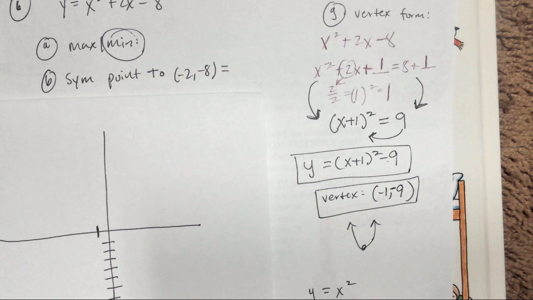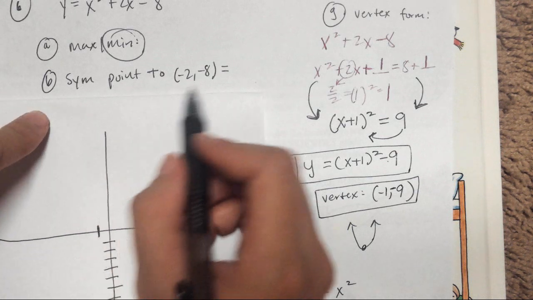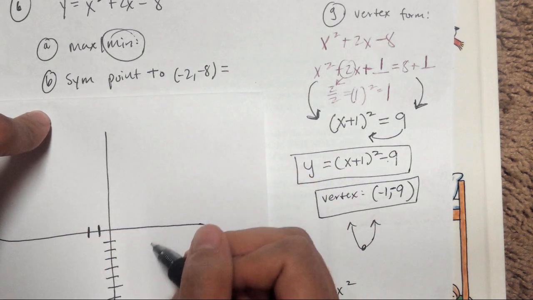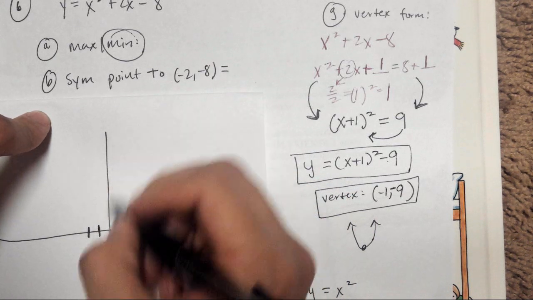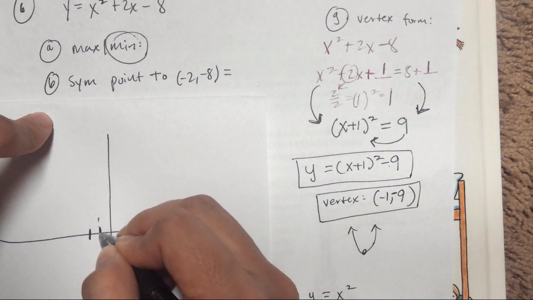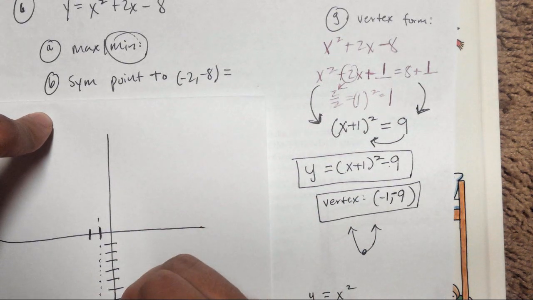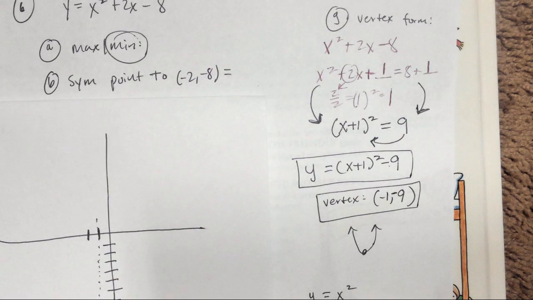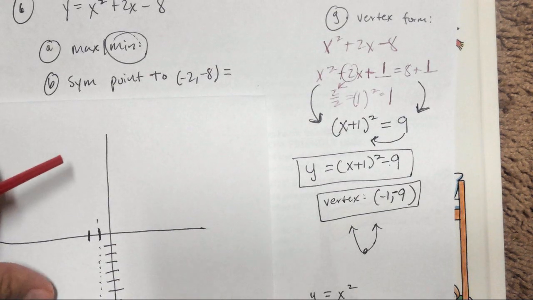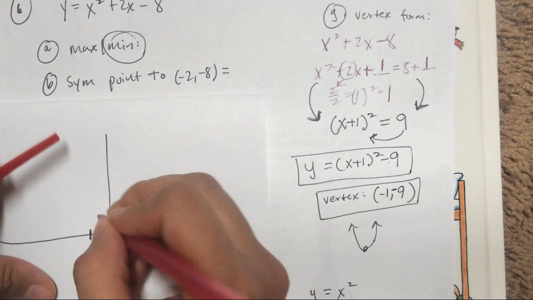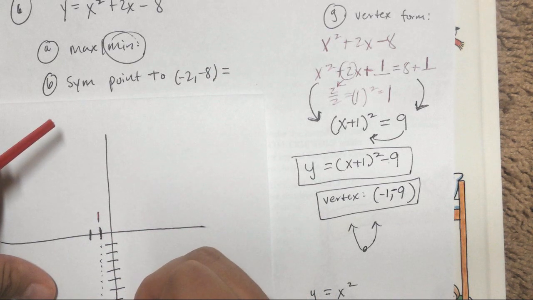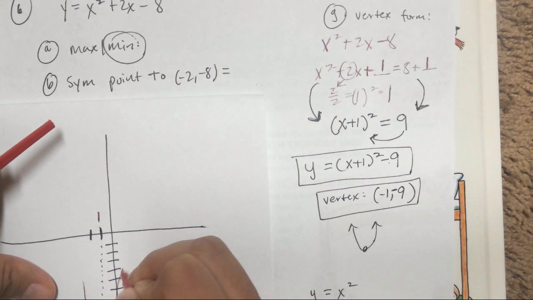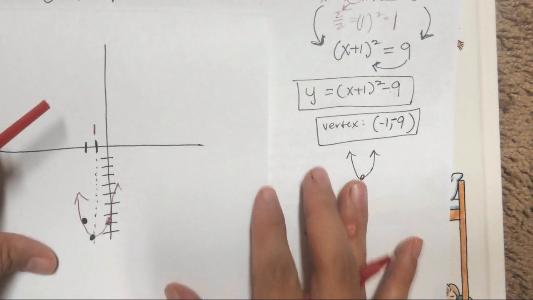Sorry guys. There it is right there. And then it wants to know symmetry to the point -2, -8. 1, 2, 3, 4, 5, 6, 7, 8. So right here. Remember this right here is my vertex, so this is my axis of symmetry. So my other symmetrical point, and I know it opens up, would be opposite this point. So if this is 1, then this is 0, so it'd be here. Your graph's going to look like this.